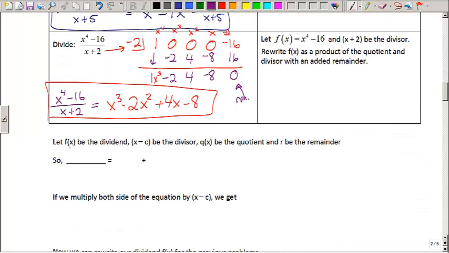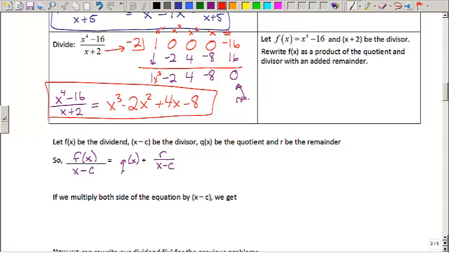So if we have a function f of x, and let's say that that is our dividend, and that appears in the numerator, and we're going to have x minus c be our divisor. Like we mentioned earlier, it has to be a linear term with a coefficient 1, so we're trying to find our c. Let q of x be the quotient, so that's our answer, and r be the remainder, and where we put the r was the numerator divided by the divisor. And this is kind of what we've been doing. I'm just using a little bit more general terms.